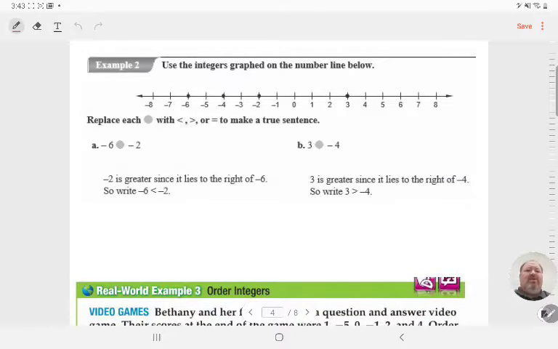So let's look at this one. So we are to replace the little gray circle with less than, greater than, or equal to make the sentence true. So we have -6, which is here, and -2, which is here. -6 is to the left of -2, so it's less than -2. -2 is greater. 3 and -4. So here's my 3, and here's my -4. Since -4 is to the left of 3, then 3 is greater than -4. So it opens up to the greater number, or it points at the smaller number, okay?